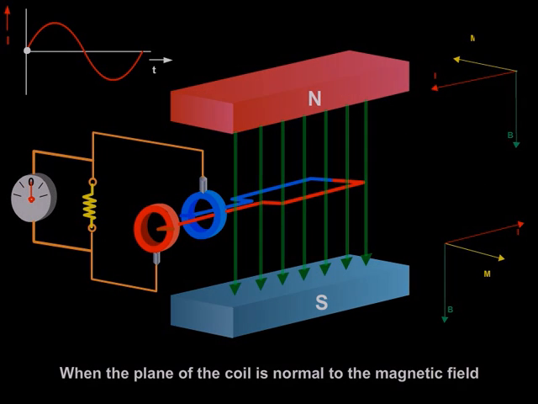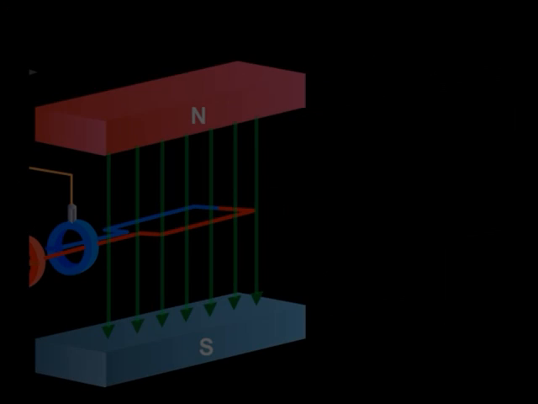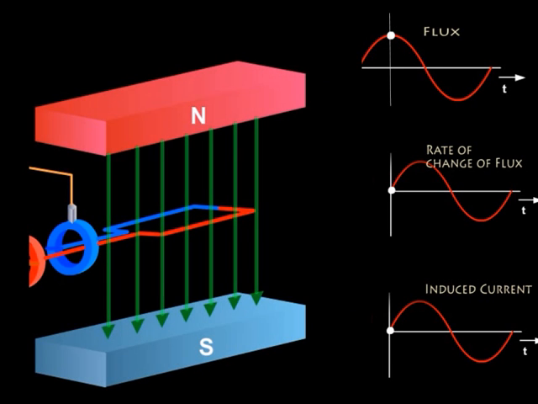When the plane of the coil is perpendicular to the magnetic field lines, the number of magnetic field lines passing through the surface of the coil is maximum. Or we can say that the magnetic flux through the coil is maximum.